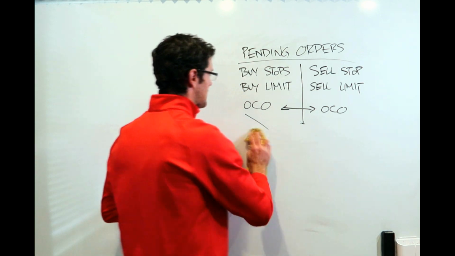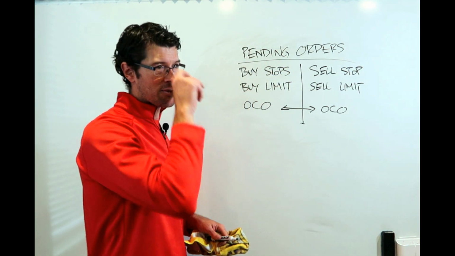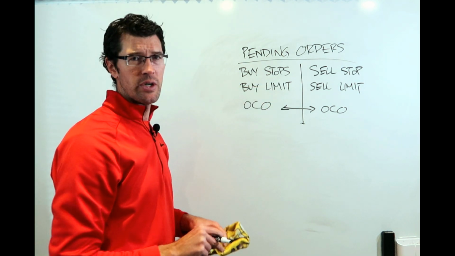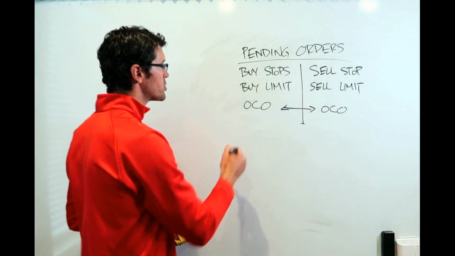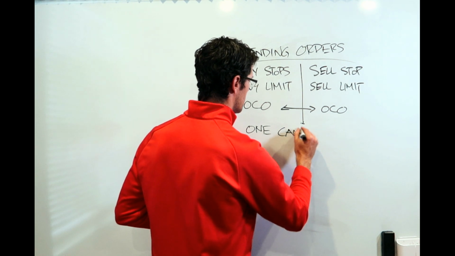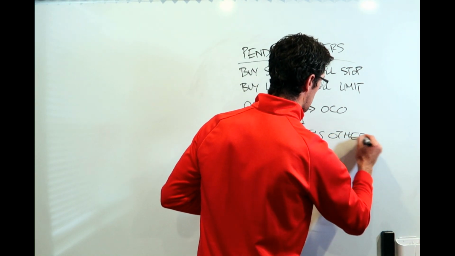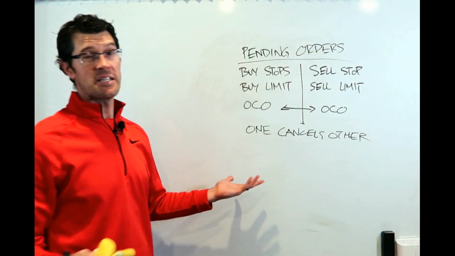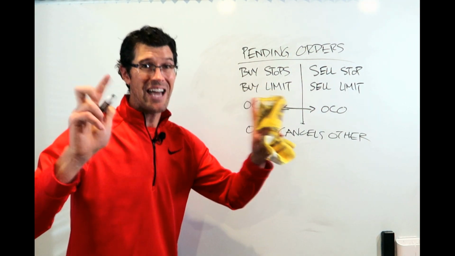All right? And then lastly, this other pending order that I don't really use a whole lot. In fact, my MetaTrader 4 platform that I'll show you in just a second, I don't even have this option. I did when I first started trading. OCO means one cancels other. Okay? So this was very popular. It's still available on some broker platforms, but this was very popular for straddling.